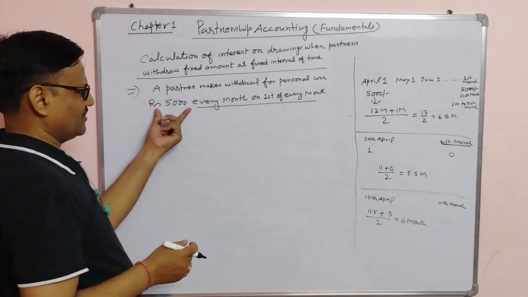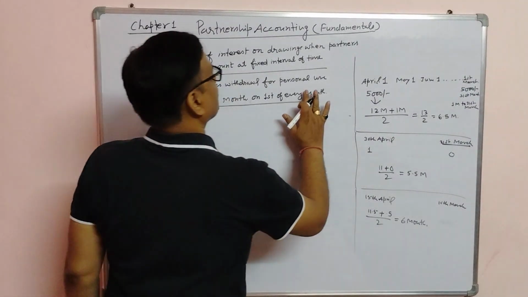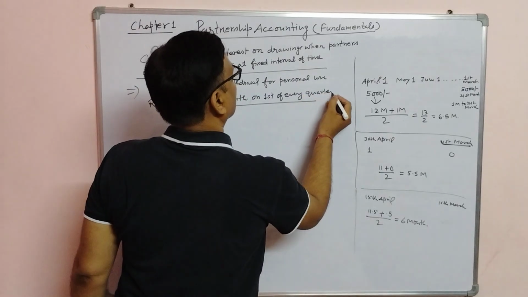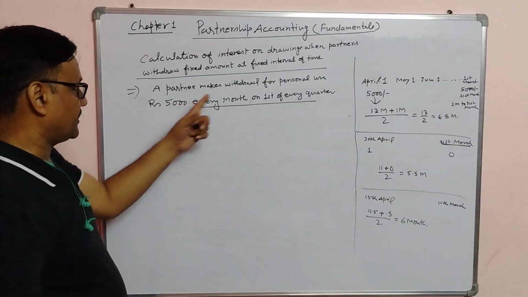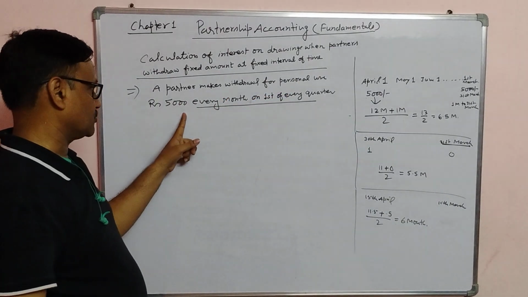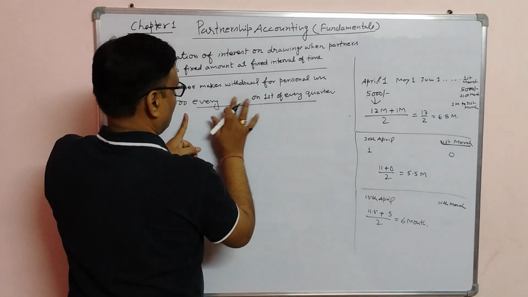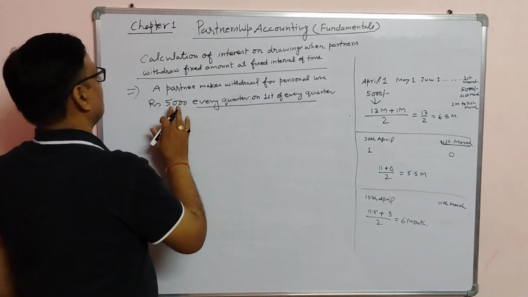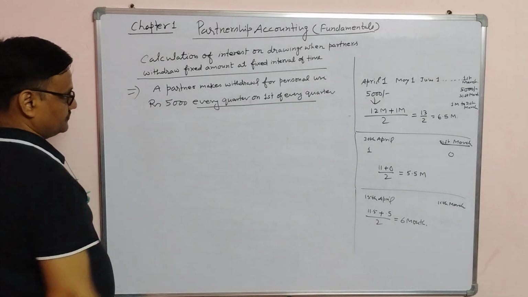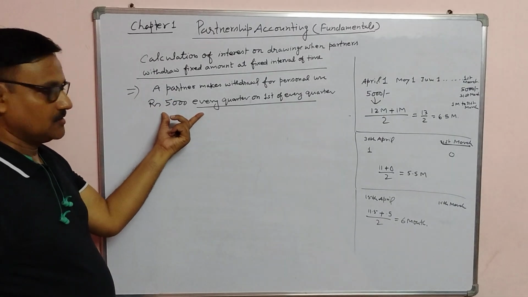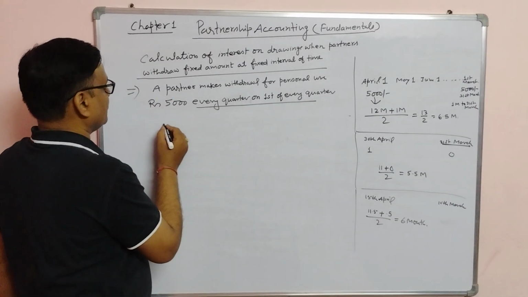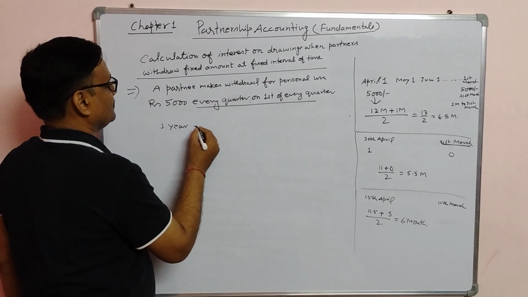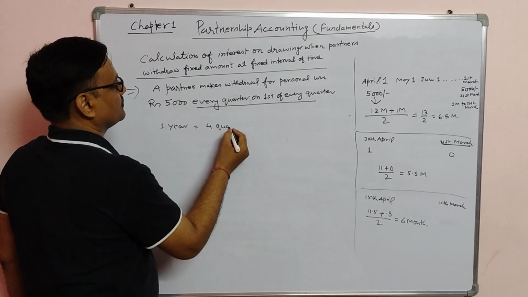I will take the same example, but here every quarter a partner makes a withdrawal for personal use of rupees 5,000 every quarter. Quarterly withdrawal करता है. So you know कि in a year how many quarters are there? 4 quarters.